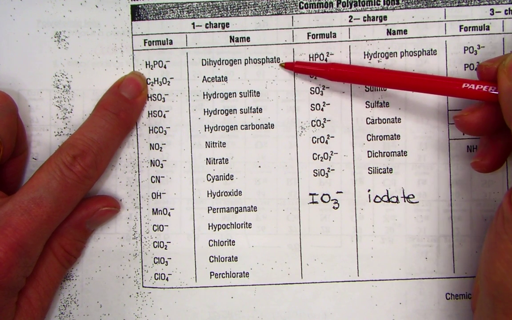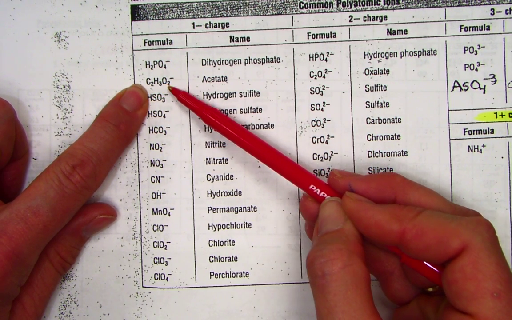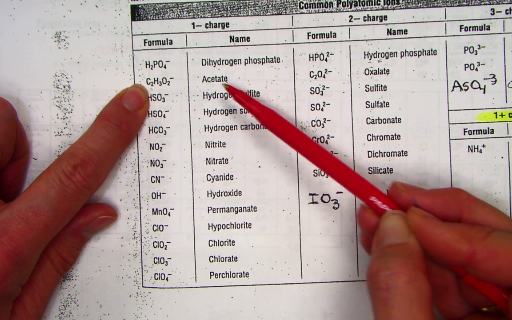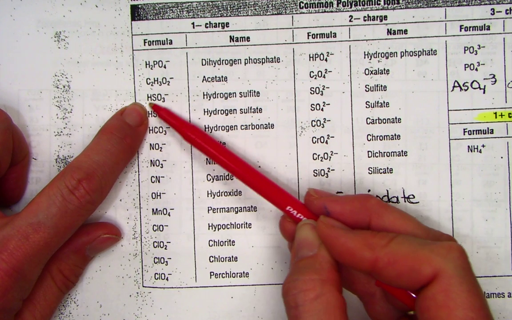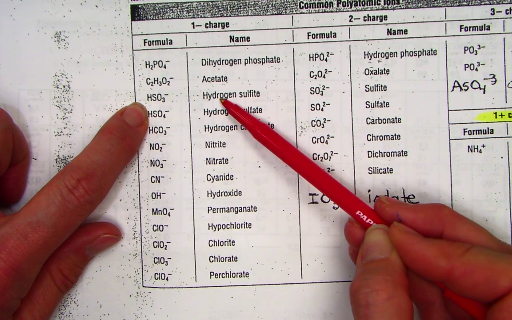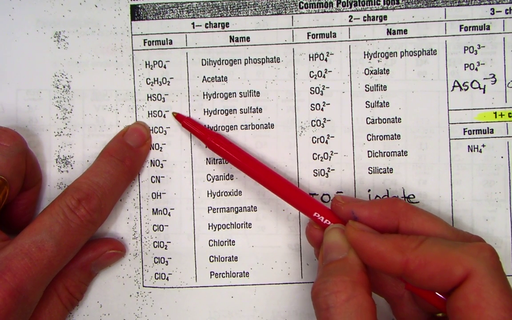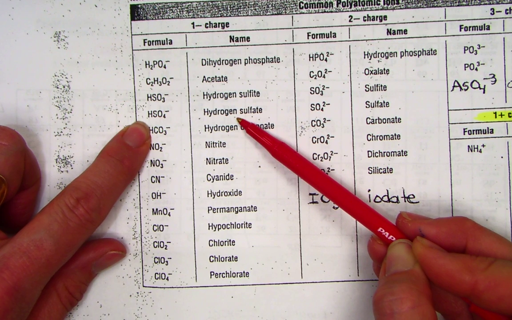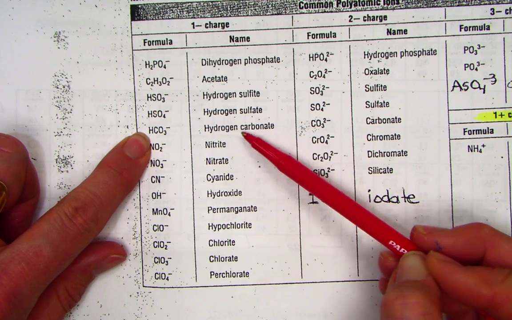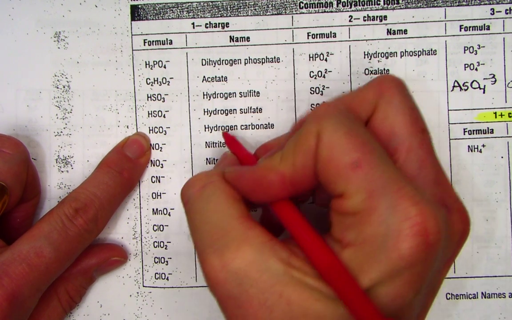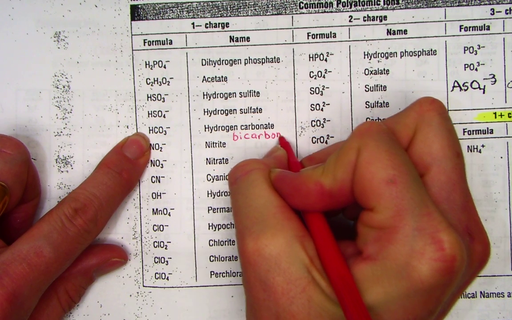Dihydrogen phosphate. The second in our list, C2H3O2, carries a -1 charge. Its name, acetate. Acetate. HSO3, -1, hydrogen sulfite. HSO4, -1, hydrogen sulfate. HCO3, -1, hydrogen carbonate. Please take your pencil and add on an alternate name as bicarbonate.